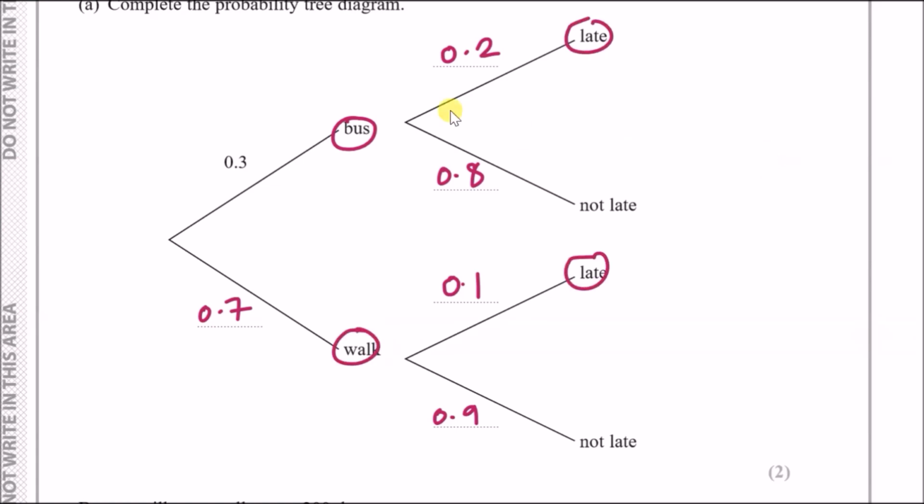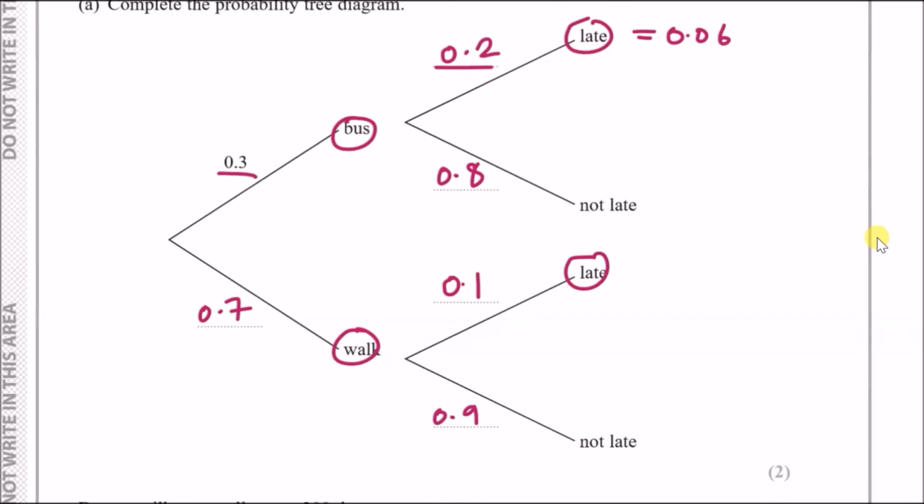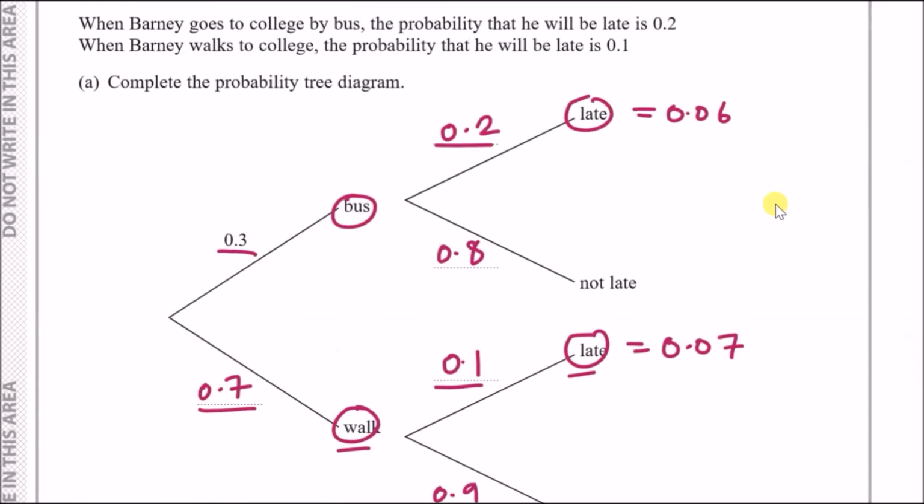So for the probability of these things happening, you just follow the tree. If you're going to be late through the bus way, it will be 0.3 times 0.2. Multiply these two, you get 0.06. But if you decide to walk and then be late, it's 0.7 times 0.1, which is 0.07. So the total probability of being late, you just add them up, is going to equal 0.13.